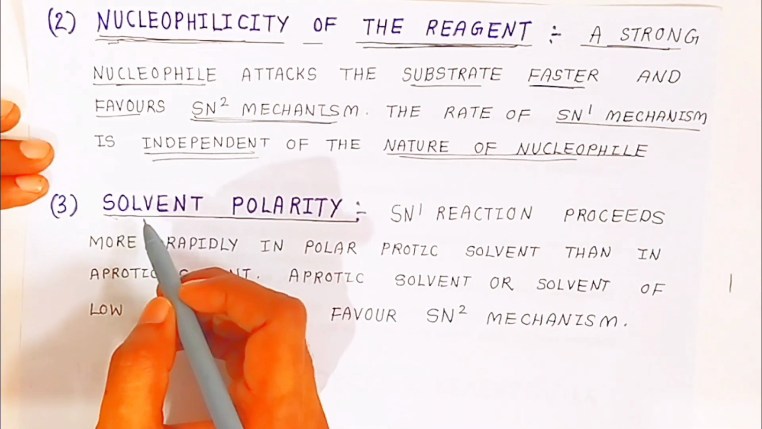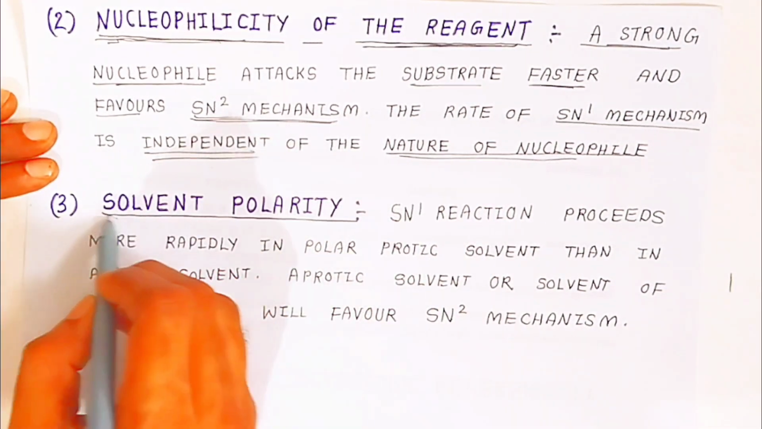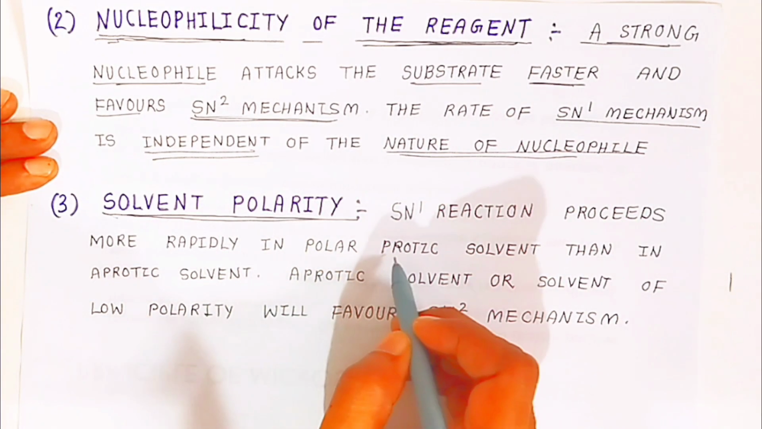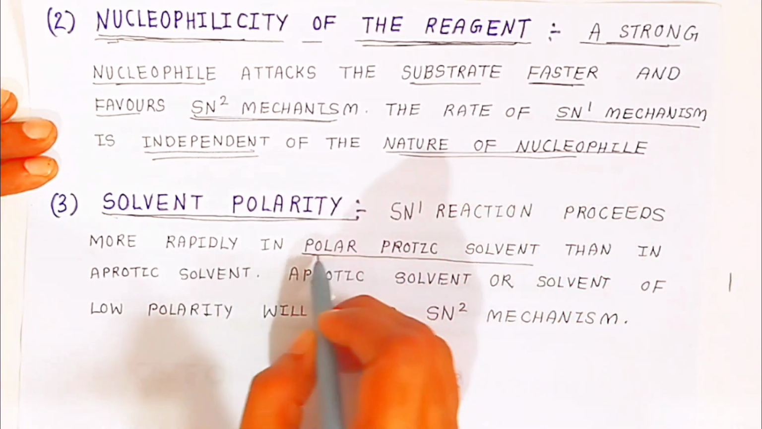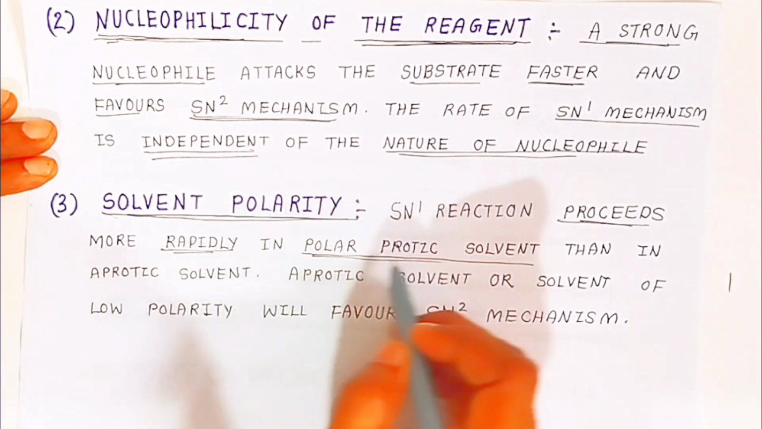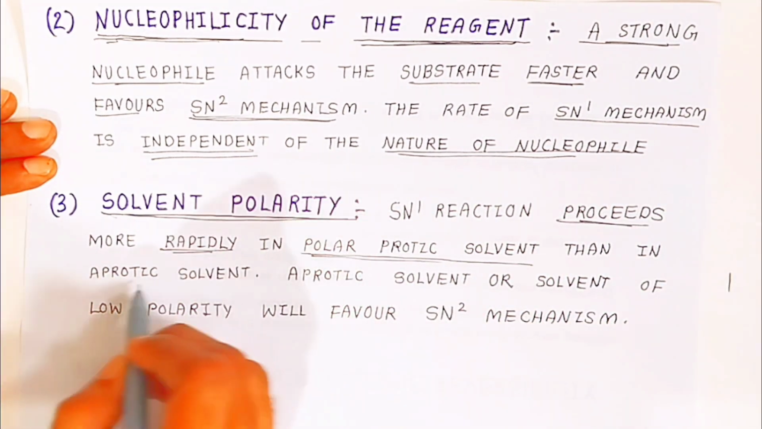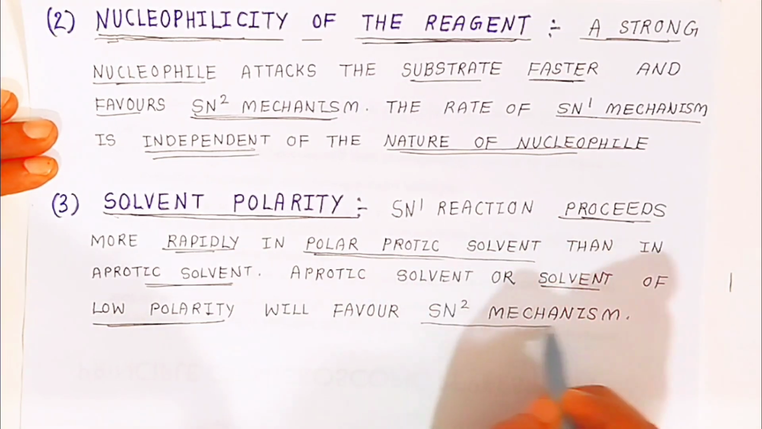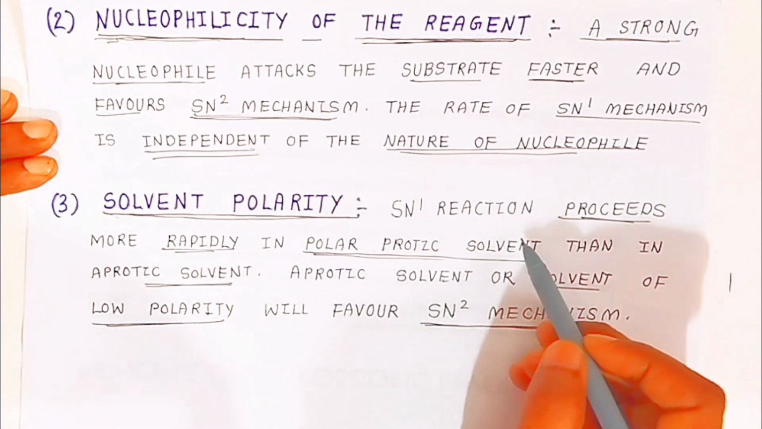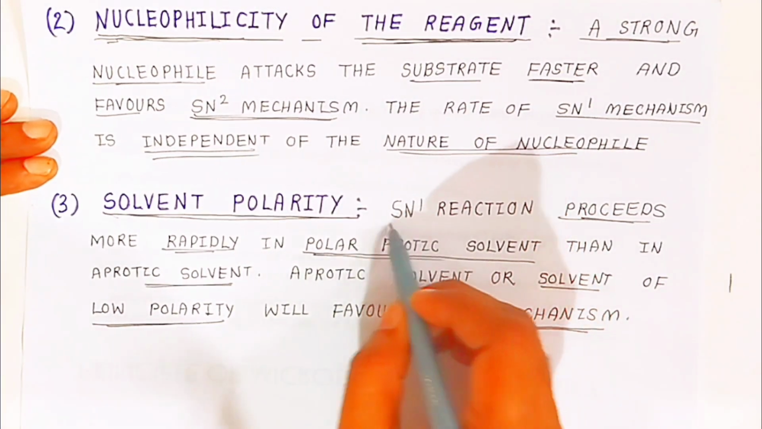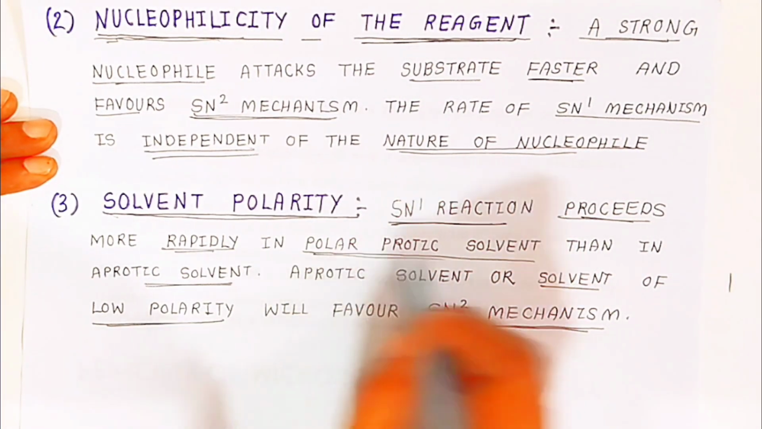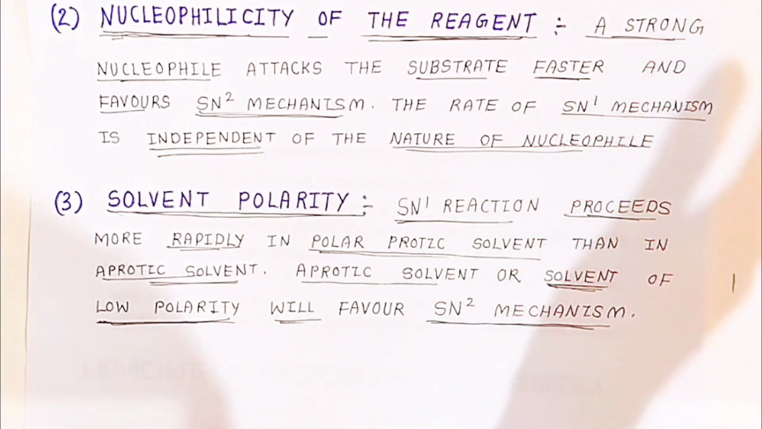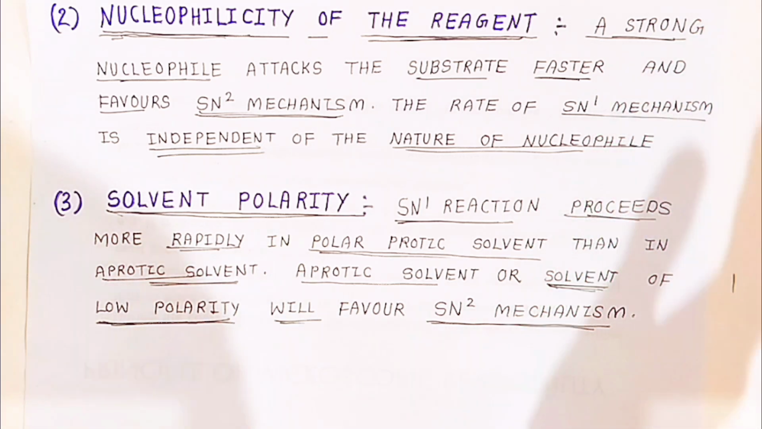Now, students, in which solvent the reaction is taking place, that solvent polarity is also very important. The SN1 reaction proceeds more rapidly in polar solvent than in non-polar solvent. An aprotic solvent, a solvent of low polarity, will favor the SN2 mechanism. So these are the factors which affect the SN1 and SN2 reactions. These are very important from the examination point of view.